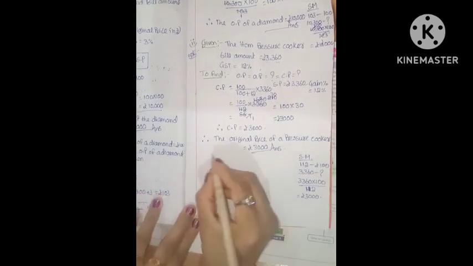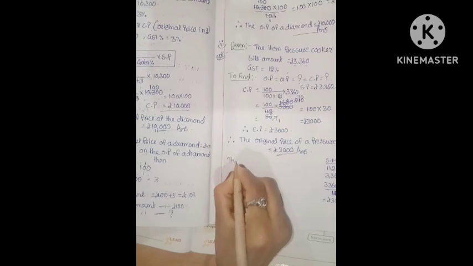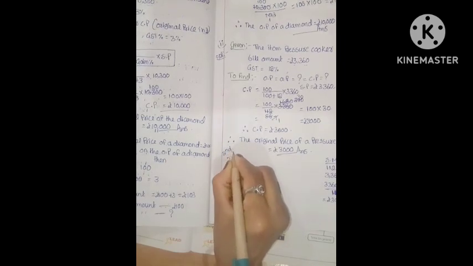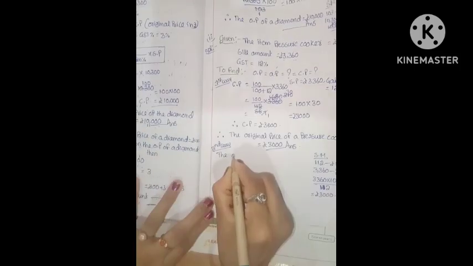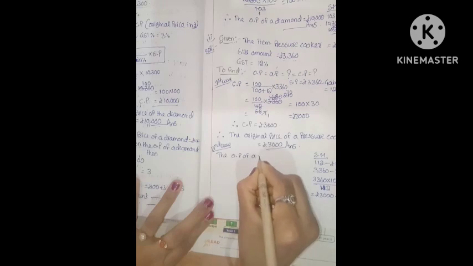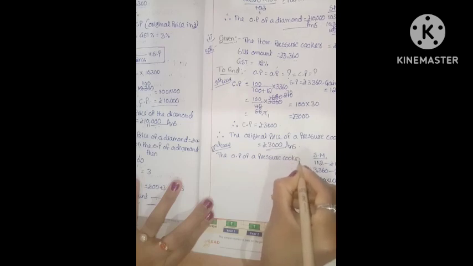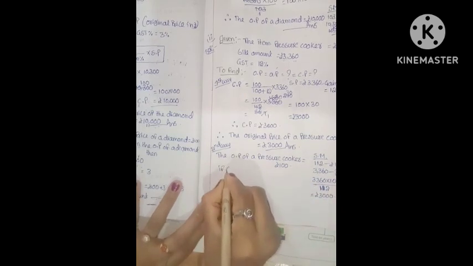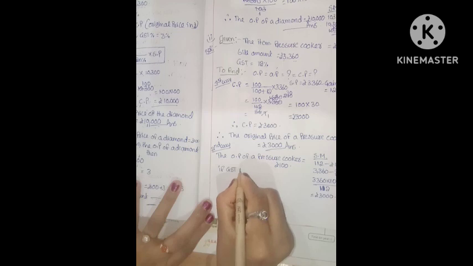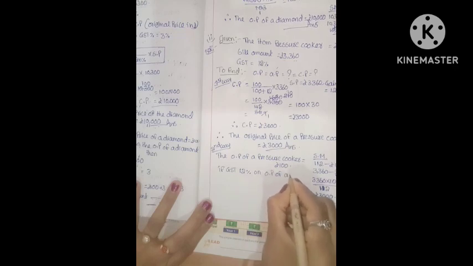Next, the second method is also points wise. You write it points wise, step wise. First, the original price. This is the second way; this is the first way or first method. The original price of a pressure cooker is 100 rupees. And if the GST percentage is given, that is 12% on the original price of a pressure cooker.